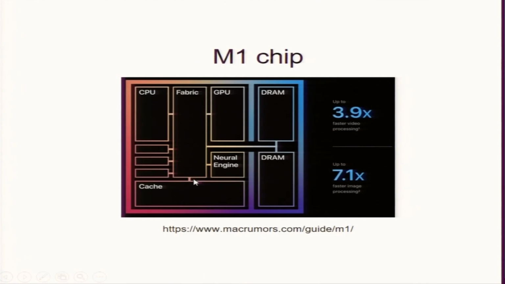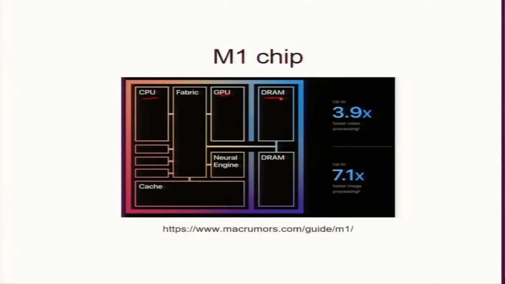So, this is the M1 chip of Apple. You can see we have CPU, we have GPU. This is a single chip. RAM is sitting here, DRAM. Neural engine, this is for image processing, and cache. So, everything is pushed into one place. So, this is definitely fast. In fact, it is also very efficient.